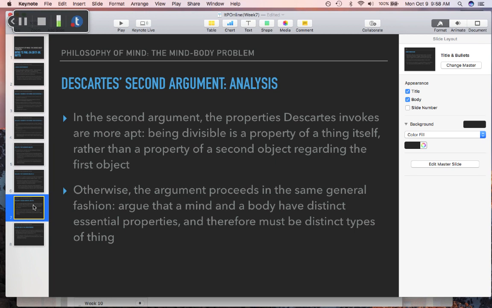So there is, and I think the phrase that he uses in the Meditations is, a real distinction between mind and body. They are two different types of substance. And this idea of types of substance is what we're going to get into next week when we talk about monism and pluralism, or dualism in particular. So to give you a preview of that, Descartes is putting forward what's called a dualist picture of the universe.